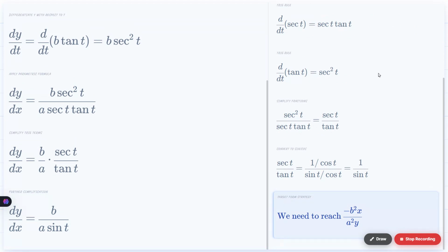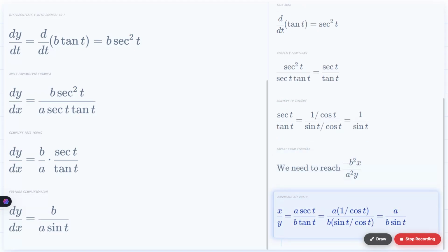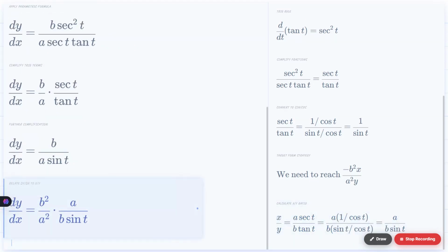We look at our target answer, which is negative x squared divided by y squared. We do this to see what we need to find. We must make our current answer look like this one. We find the ratio of x divided by y using secant divided by tangent. We do this to help us match our target. The rule for sine and cosine makes this equal to 1 divided by sine. We rewrite dy divided by dx using the parts we found. We do this to connect our answer to x and y. This uses the math we just calculated.